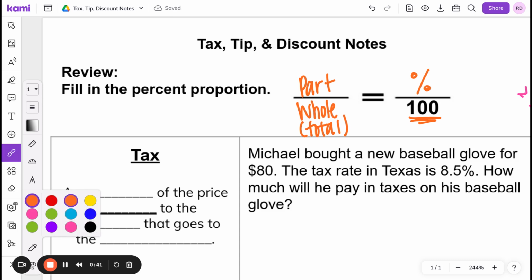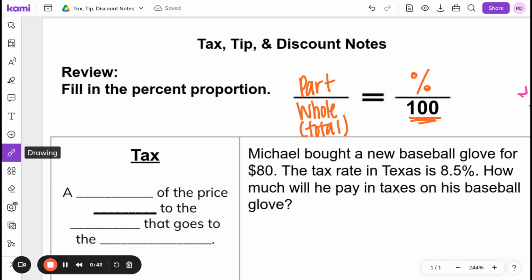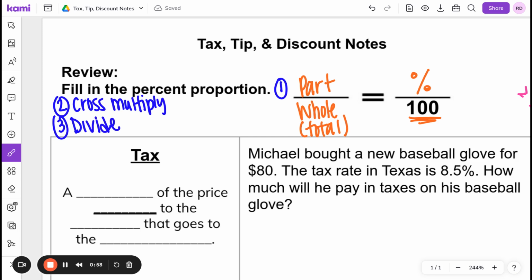If we're going to solve a percent proportion, we have 3 steps. The first step is to set it up. The second step is cross multiply. So go diagonally across the equal sign. And that third step is to divide by that remaining number. So the biggest thing is you cannot repeat numbers. You have to use all 3 numbers, just in different steps.